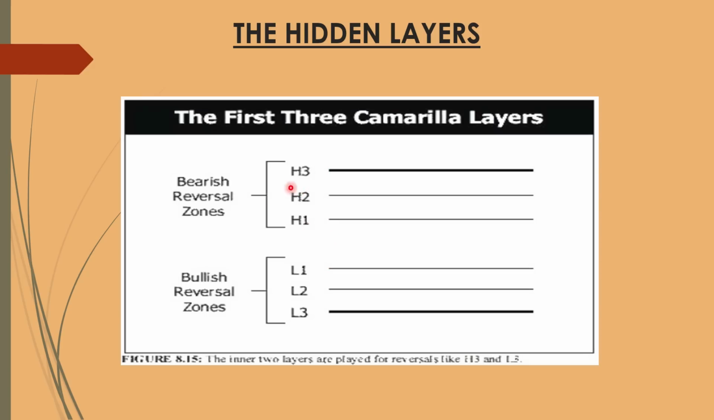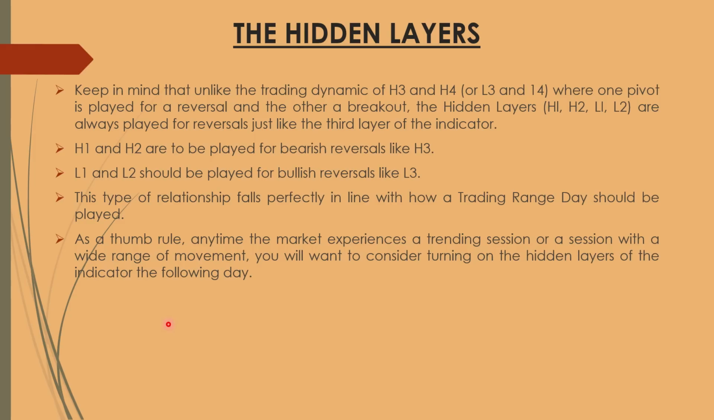H1, H2 and H3 all are bearish reversal zones, and L1, L2 and L3 all are bullish reversal zones. Keep in mind that unlike the trading dynamic of H3 and H4 or L3 and L4, where one pivot is played for a reversal and the other a breakout, the hidden layers, that is H1, H2, L1 and L2, are always played for reversals, just like the third layer of the indicator.